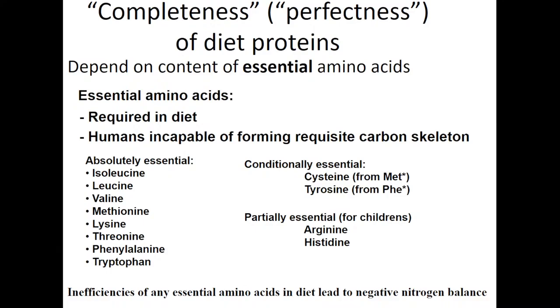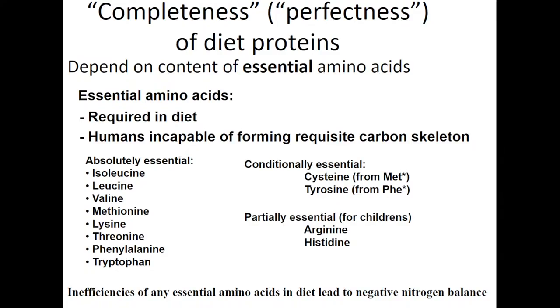But an important factor for protein nutrition is the presence of essential amino acids. Proteins can be so-called complete or perfect proteins for the diet. It depends on essential amino acids, amino acids which we cannot synthesize. You can see a list of absolutely essential amino acids. They are amino acids with relatively complex radicals. They include hydrophobic amino acids: isoleucine, leucine, valine, methionine.